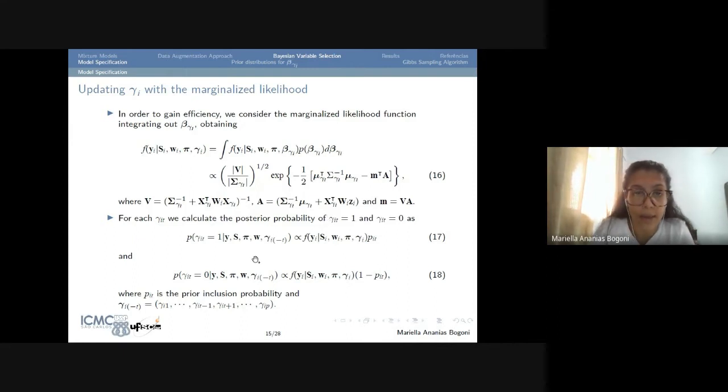So the main consequence of this update of gamma it using the marginalized likelihood is that during this sampling process, we update from the posterior only the vector beta gamma I, and this will bring efficiency to the sampling process, since we are going to do calculations with the posterior distribution considering the vector beta gamma it instead of the full vector beta I.